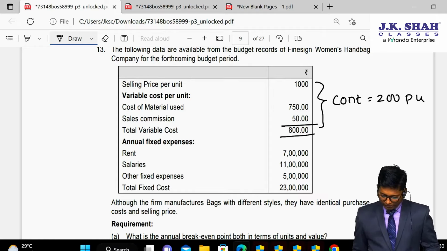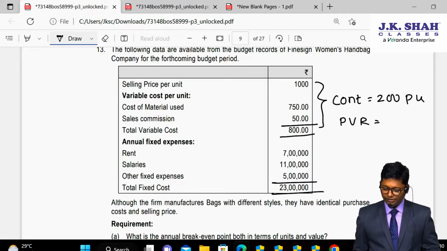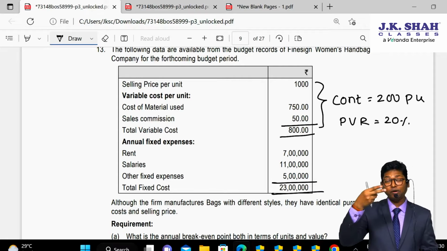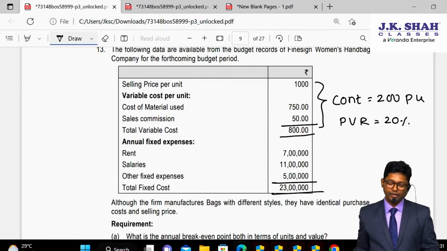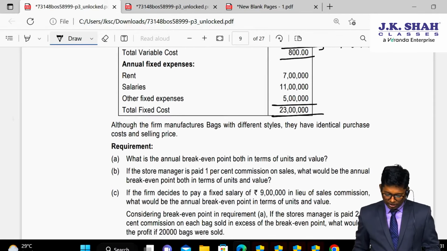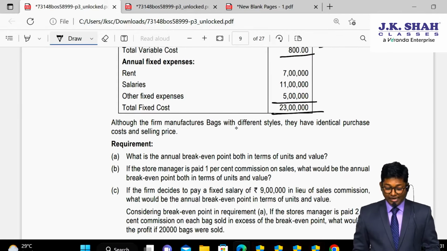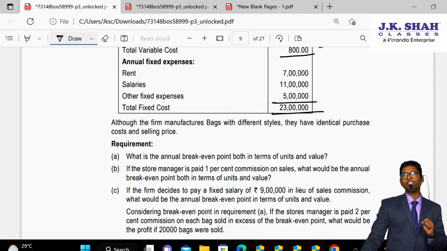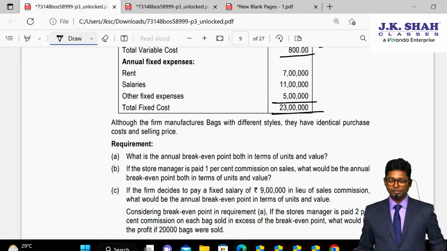Annual fixed cost is given, total fixed cost is also available with us. So at present, if you want to calculate PVR, that is profit volume ratio, it is 20%, which is contribution divided by selling price into 100. So it's 200 divided by 1000 into 100, which gives you 20%. Although the firm manufactures bags with different styles, they have identical purchase cost and selling price. That means it is clearly given that purchase price and selling price will not change.